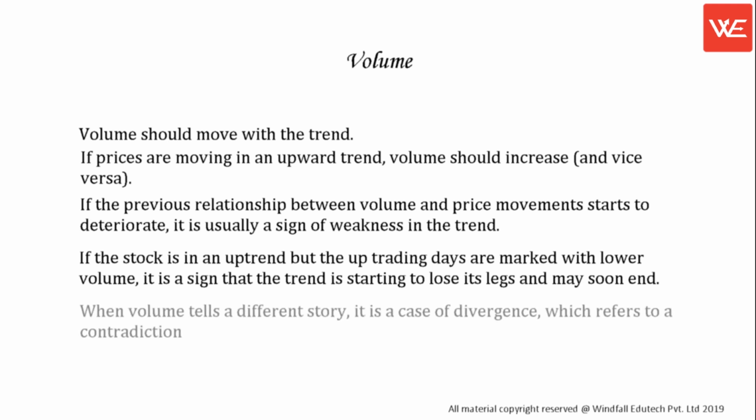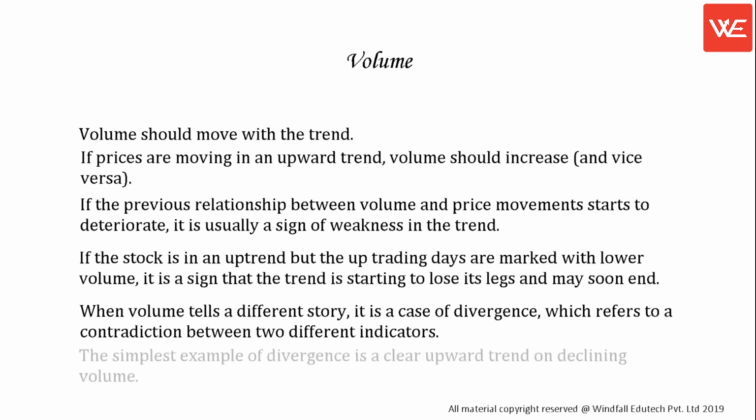When volume tells a different story, it is a case of divergence, which refers to a contradiction between two different indicators. The simplest example of divergence is a clear upward trend on declining volume.